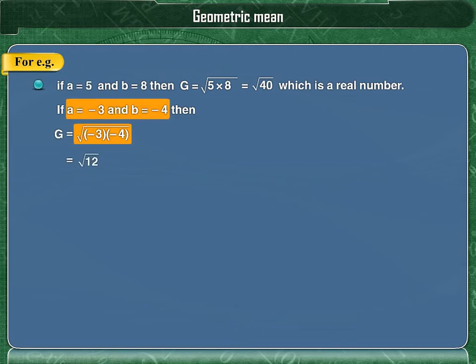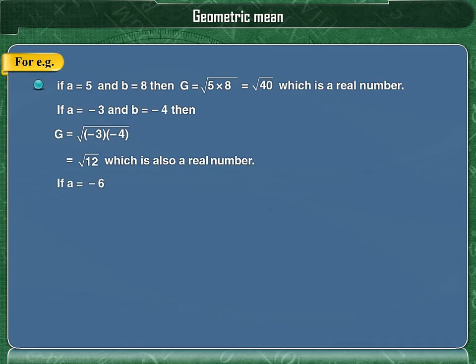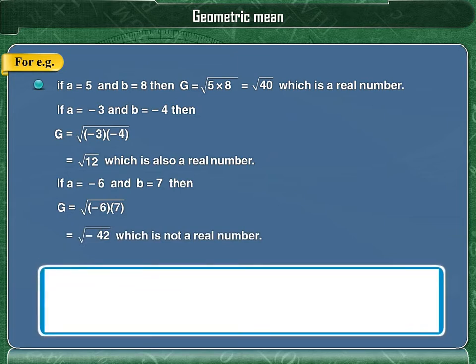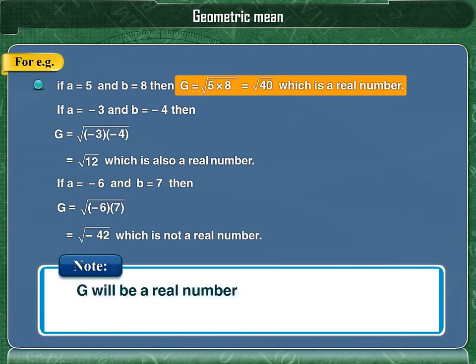But when a is minus 6 and b is 7, then its geometric mean g is square root of minus 6 into 7, which is equal to square root of minus 42, which is not a real number. What do you understand from the above said examples? Geometric mean G will be a real number if and only if A and B have the same sign.